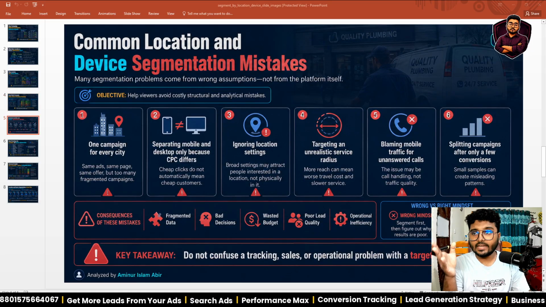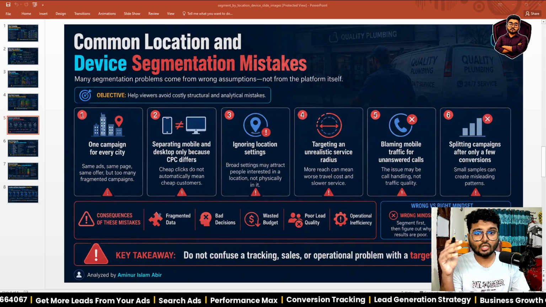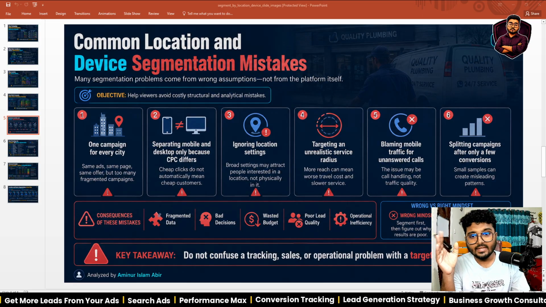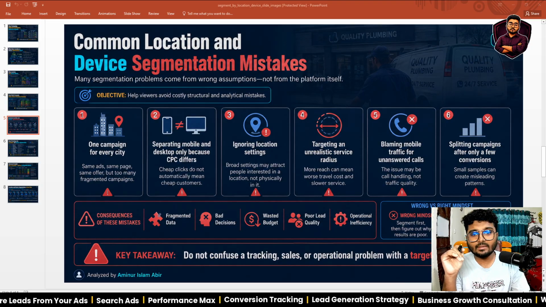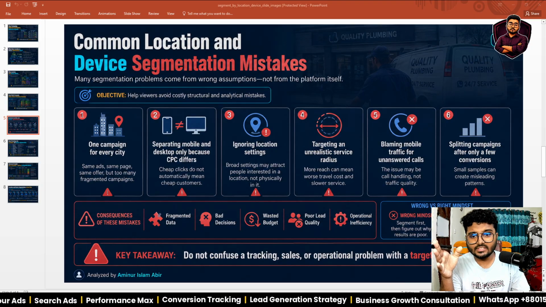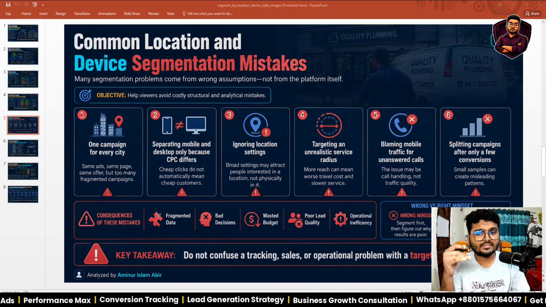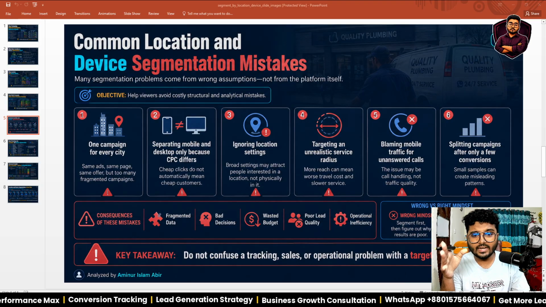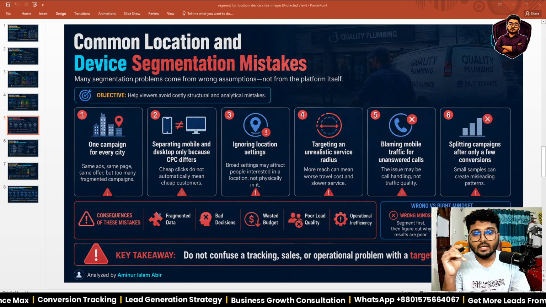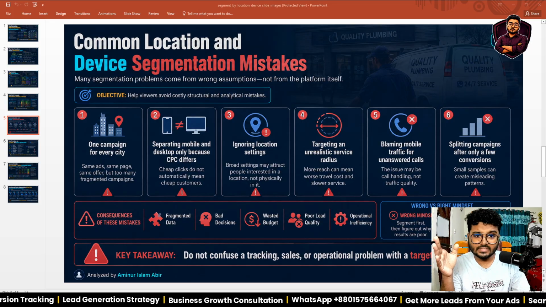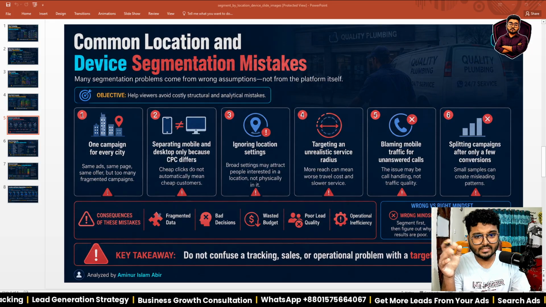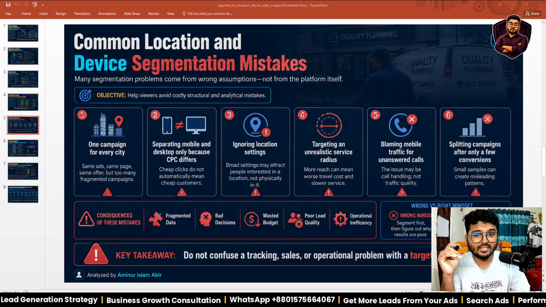Yeah, this is my slide 5. Here I describe common location and device segmentation mistakes. The first mistake is creating one campaign for every nearby city. For example, 15 neighboring cities receiving 15 campaigns, even though they all use the same ad, the same landing page, the same offer, and the same target CPA. This fragments conversion data, increases management time, and may make smart bidding less effective because each campaign has less information.